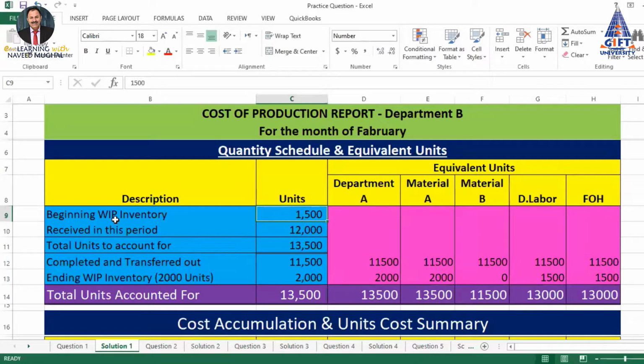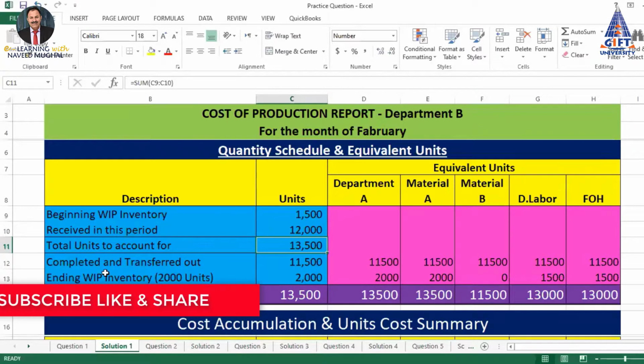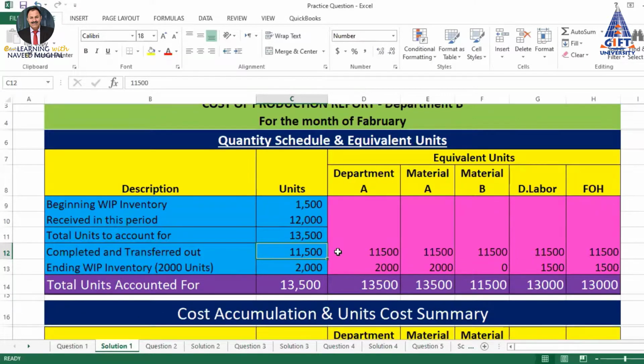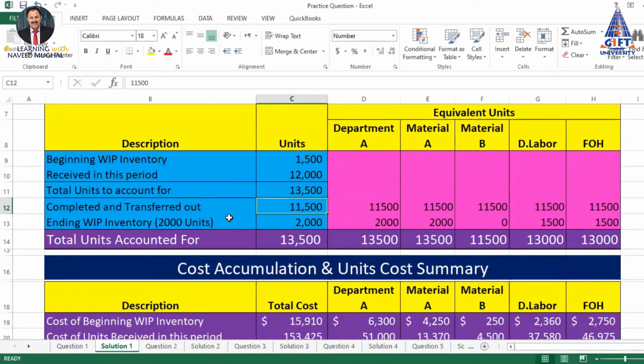Here, beginning work in process is given in our question, that is 1500 units. Received during this period are 12,000 units. So we have only unit figures over here. In total we have 13,500 units. That information is given in our question. We have completed and transferred out units that are 11,500. Those units are basically the completed and transferred out.